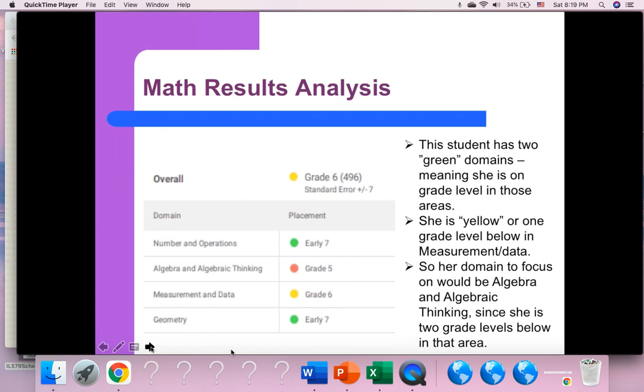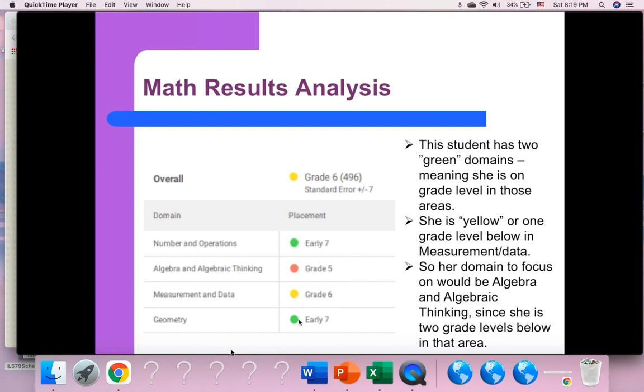And then we talked about the domains: adding and subtracting, finding the variable for algebra, using a ruler or a clock or a thermometer, and looking at shapes. And you can see that those domains have those same little green, red, or yellow dots that represent whether or not the child is on grade level or almost on grade level or a little below grade level, and we need to do some work to help that child.